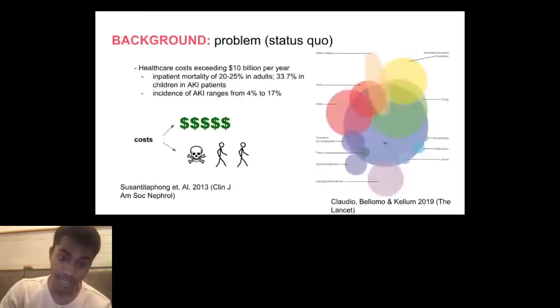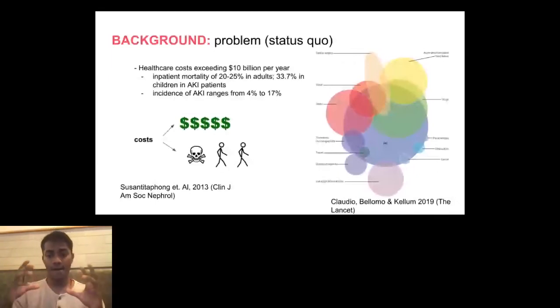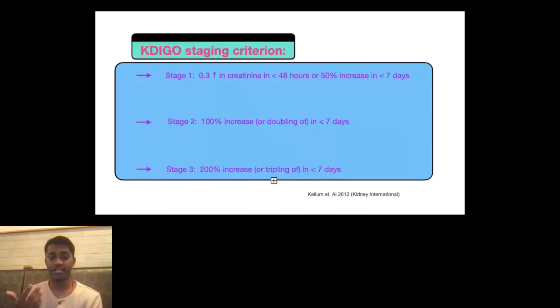As you can see from the diagram on the right, acute kidney injury occurs with many different things: cardiac surgery, sepsis, drugs, cancer. And because acute kidney injury is such an interwoven syndrome, it's hard to tease apart the underlying complexity or the underlying etiology. And to that end, that's where we're trying to step in.